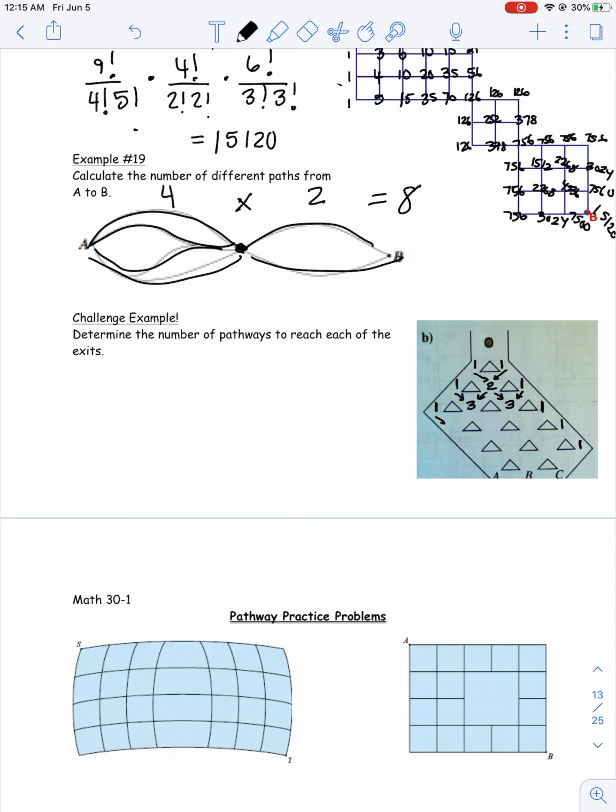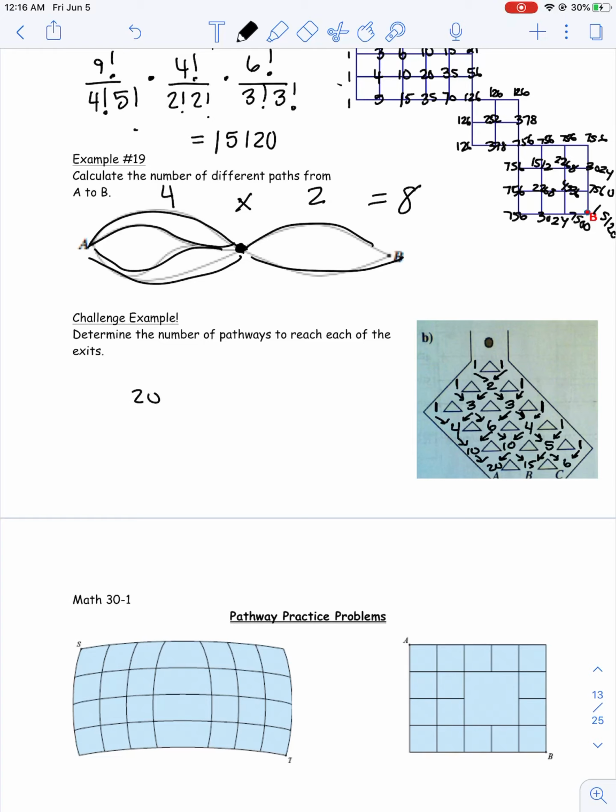And then 1 plus 3 adds to 4. 3 plus 3 adds to 6. 3 plus 1 adds to 4. And then 4 plus 6 adds to 10. 6 plus 4 adds to 10. 4 plus 1 adds to 5. 10 plus 10 adds to 20. 10 plus 5 adds to 15. And then finally 5 plus 1 adds to 6.